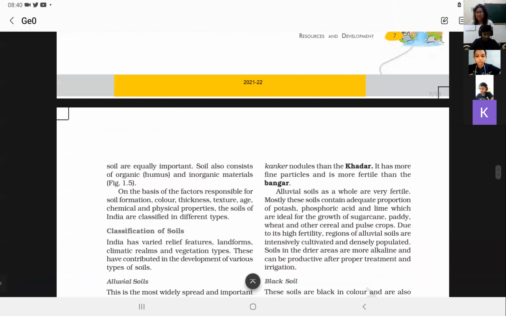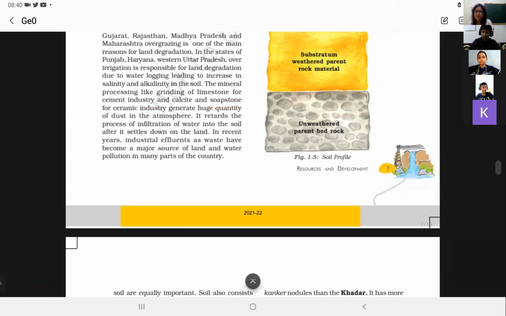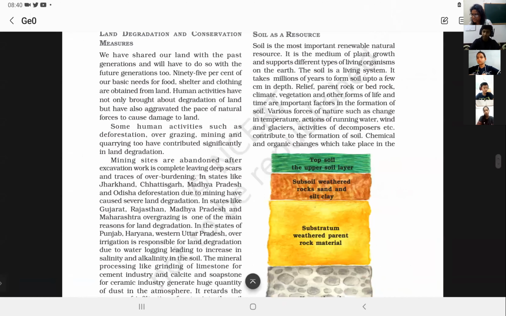Okay, only this much. So if I say that soil is a living component, will you agree to this? Yes, ma'am. Why? Because it takes a lot of time for the soil to come in the form that we have. The rocks are weathered, then they turn into pebbles, right? And over a period of time, because of the agents of gradation that we have, the weathering turns it into very fine, small, smooth particles, right?